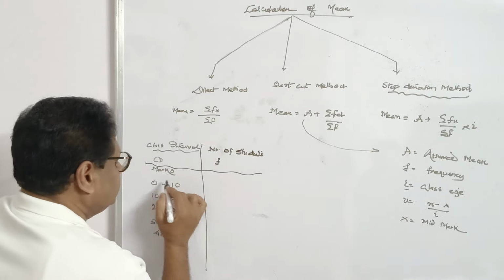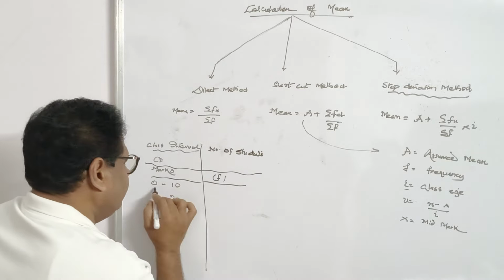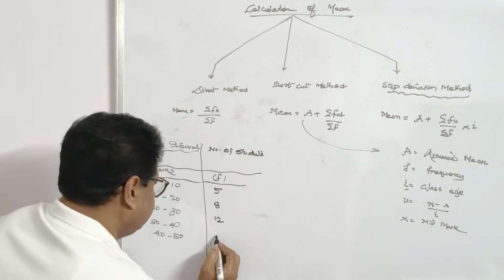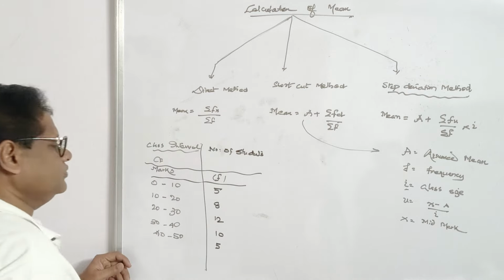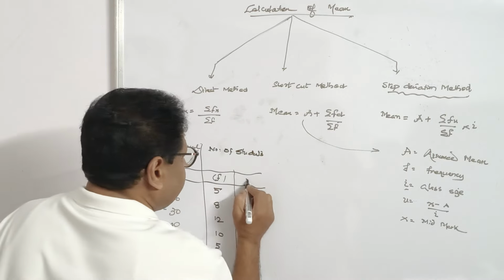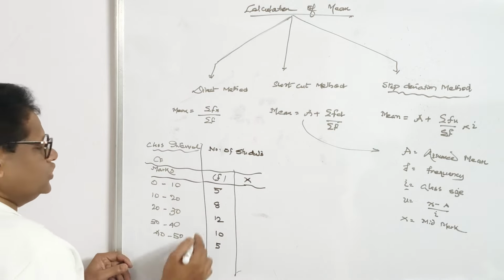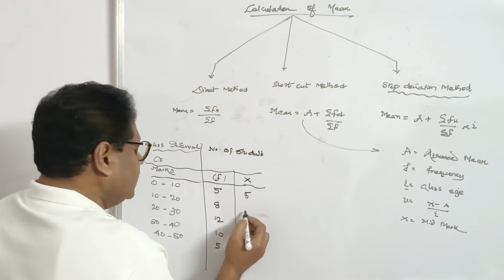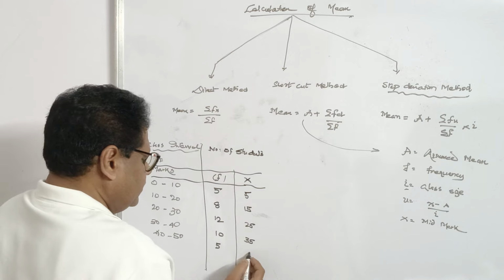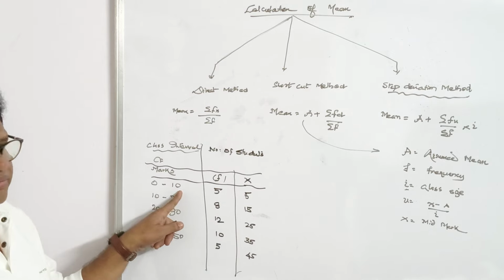For this, the number of students who scored is 5, then 8, then 12, then 10, then 5. So this is the frequency, the students who scored in this range of marks. Now let's calculate the mid mark. Mid mark means the class mark, lower plus upper divided by 2. So it will be 5, then 15, 25, 35, 45. This is possible if the class intervals are continuous.